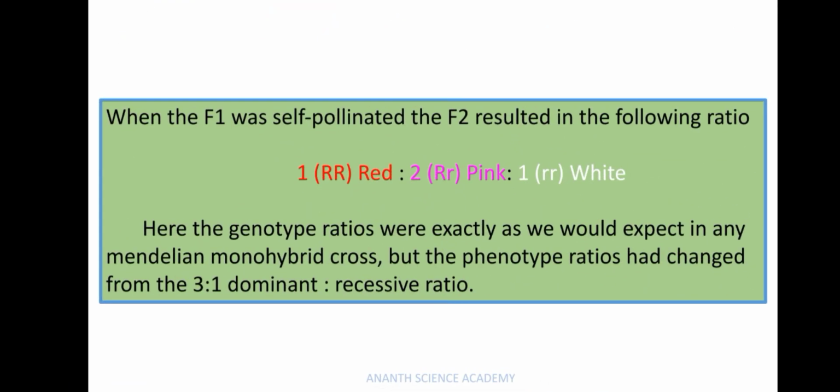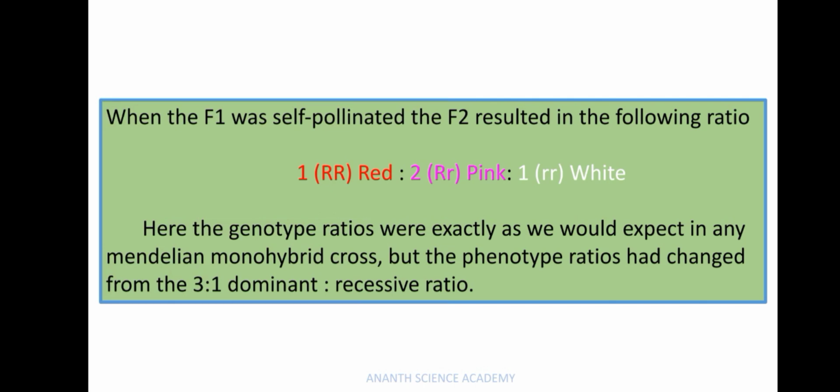Once again, let's understand this clearly. When F1 was self-pollinated, the F2 resulted in the following ratio: 1:2:1. 25% red, 50% pink and 25% white. Here, the genotype ratios were exactly as we would expect in any Mendelian monohybrid cross, that is 1:2:1. But the phenotype ratios had changed from the 3:1 dominant recessive ratio.